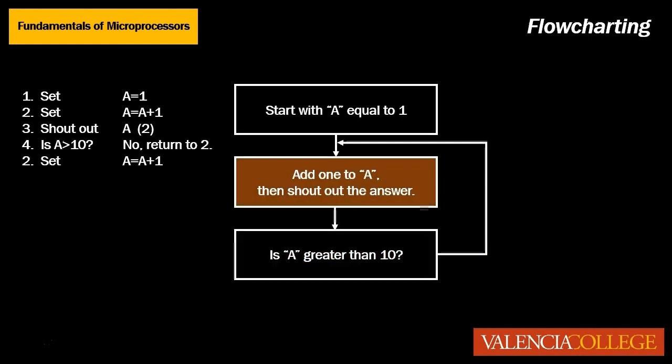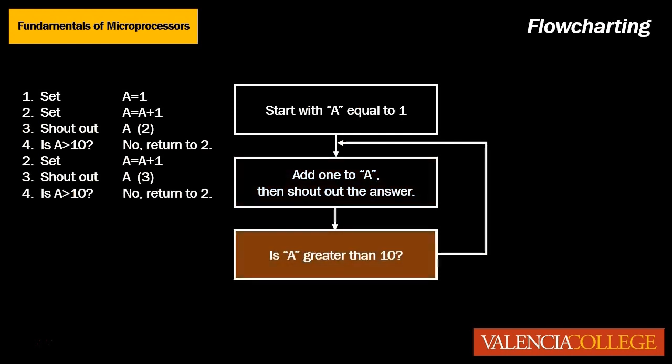A plus 1 is now 3, so we store that in A and shout out 3. Repeating the question, is A greater than 10? And it is still not, so we return to step 2 again. This continues until we pick back up with A currently being set to 10.